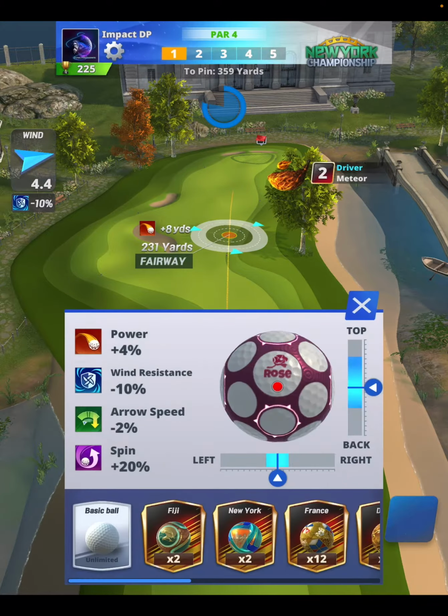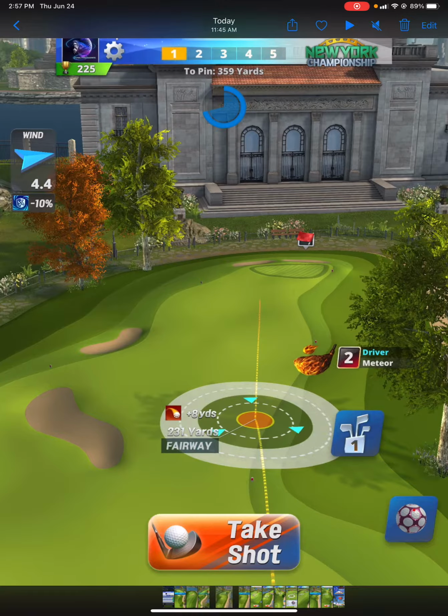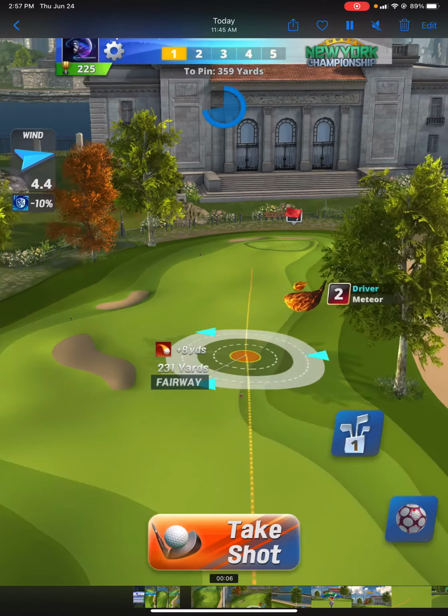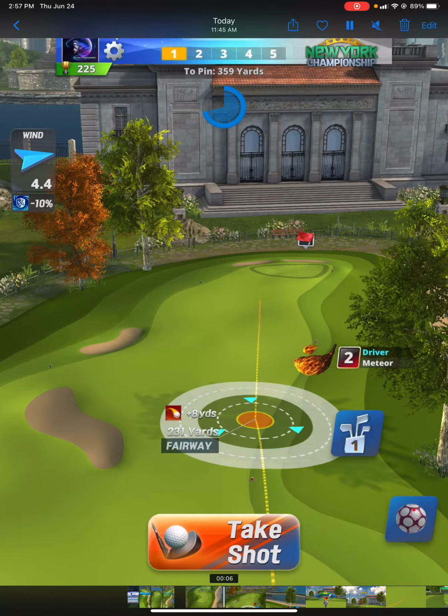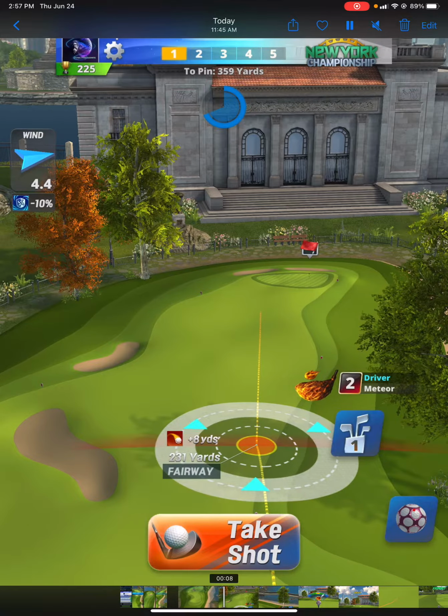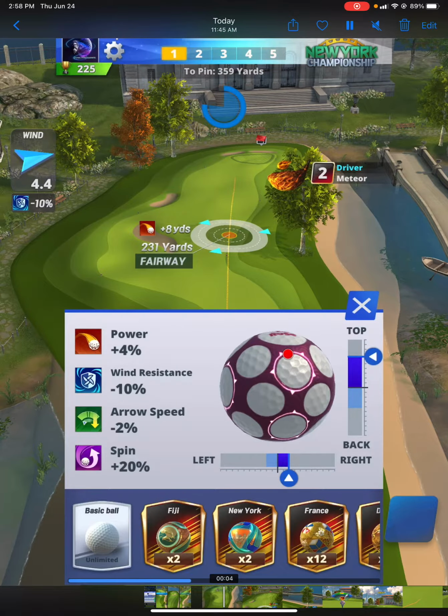Hole number 4, this is going to be a short par 4, and this is a great chance for you to pick up an eagle. I'm going to show you 2 different ways to play it. This is a Meteor 2, so I'm very lucky to have this club this early in the game. But I'm going to go with that rose ball as you saw right here. Full top, full right side spin.